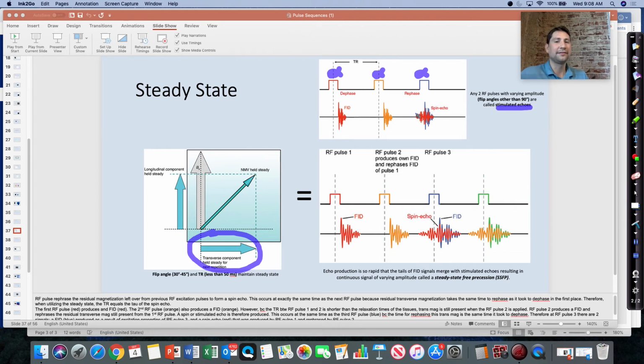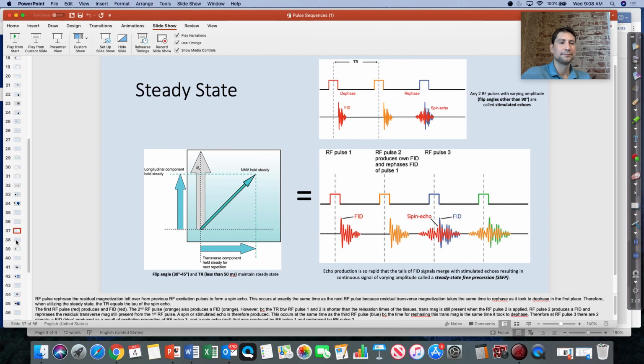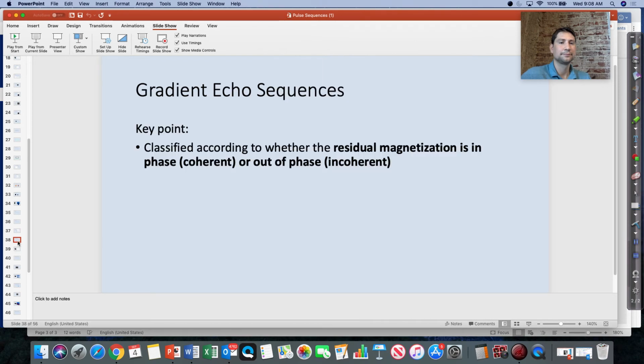So this concept is how we describe our gradient echo pulse sequences. Whether we sample the free induction decay and the stimulated echo, or just the stimulated echo without the free induction decay, that's how we're going to get coherent, incoherent, and reverse. So the key point is that gradient echo pulse sequences are classified by whether the residual magnetization is in phase, coherent, or out of phase, incoherent.